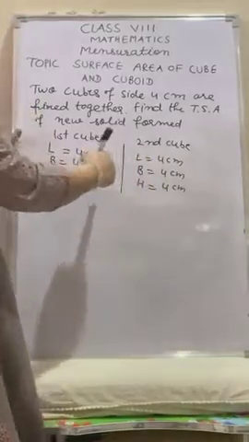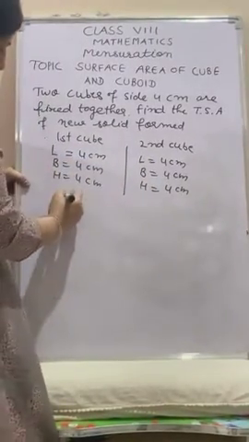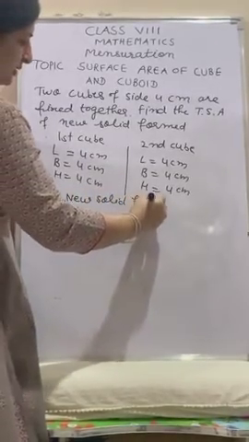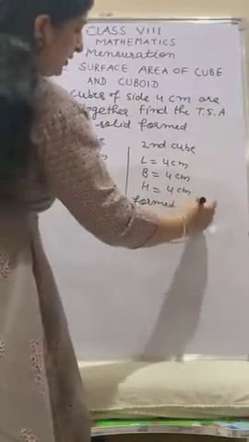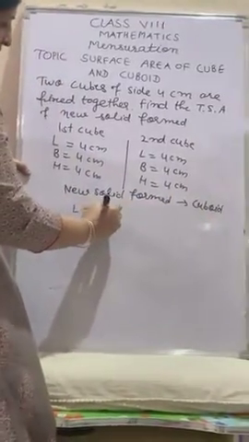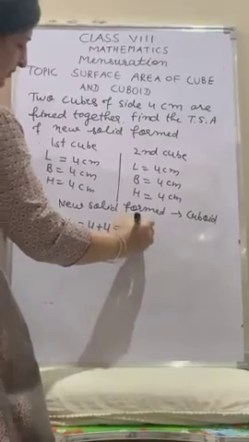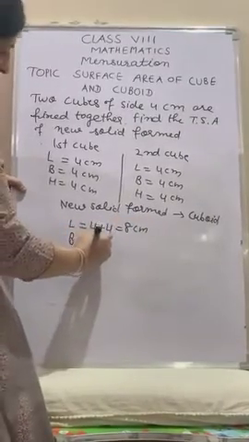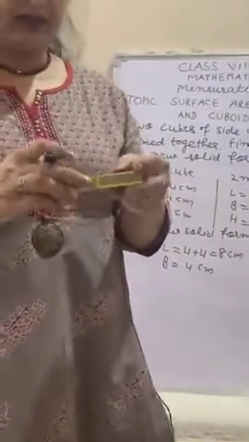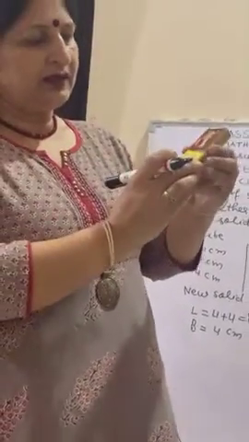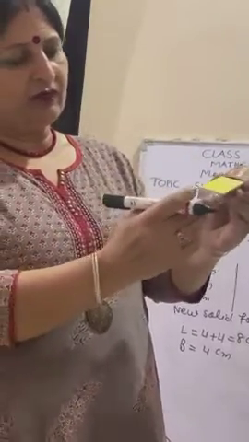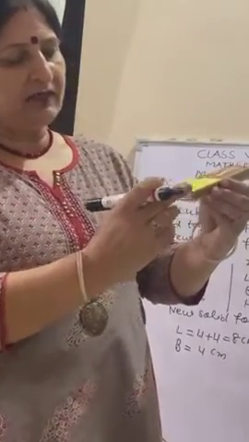When these two cubes are fixed together, what new solid will form? The new solid formed is a cuboid. What will be the length? Length will be doubled, 4 plus 4, 8 centimeter. Breadth will remain the same, no changes in breadth. So the new solid's breadth is also 4 centimeter.